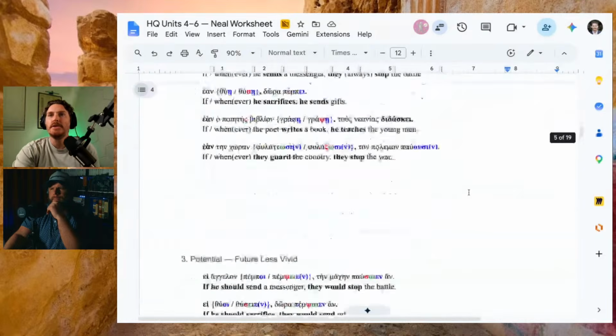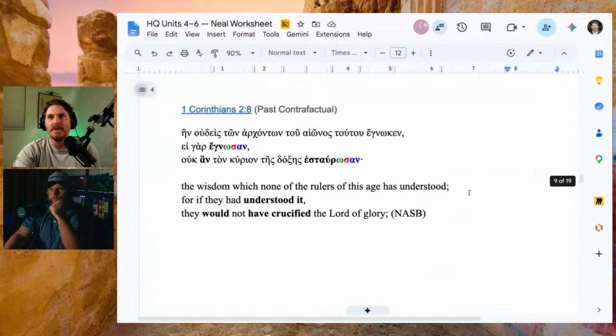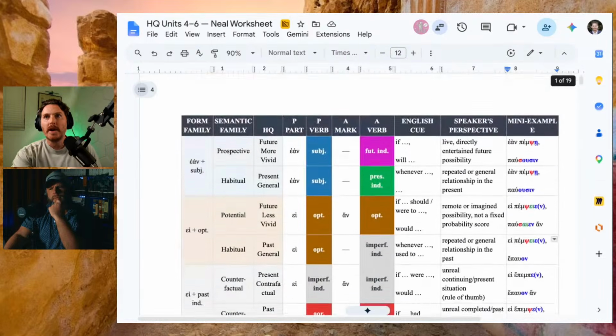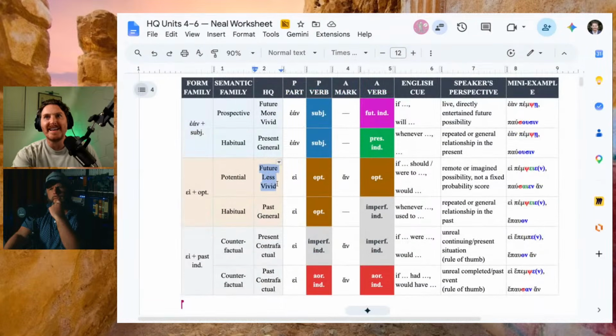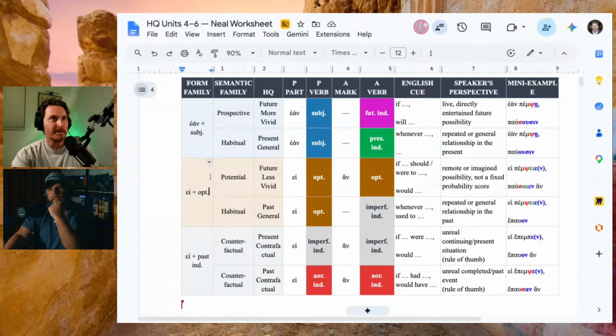So, just so you can see what this is like in the wild, I'll skip through some of these other examples, just so you can see we do have this in the Koine period, right? In the Bible, 1 Corinthians 2:8, the wisdom which none of the rulers of this age has understood. Is this rare in the New Testament? It's not rare in the New Testament, but what's rare, let me go back up to the chart. What's rare in the New Testament is the future less vivid and the past general. You're not as likely in the New Testament period to get the optative mood. The optative mood is very rare in the Bible.